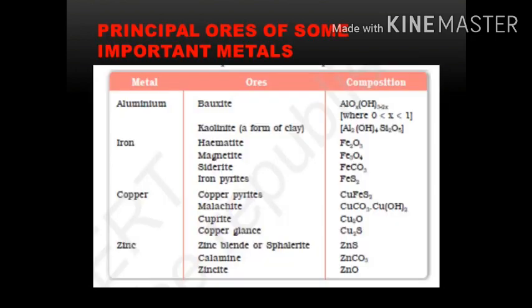Now we can look at the principal ores of some important metals. Aluminium. The ore of aluminium is bauxite or kaolinite. Iron: hematite, magnetite, siderite or iron pyrites. Copper: copper pyrites, malachite, cuprite, copper glance. So these are the ores of copper. Zinc: zinc blende, calamine and zincite. So these are the principal ores of some important metals.